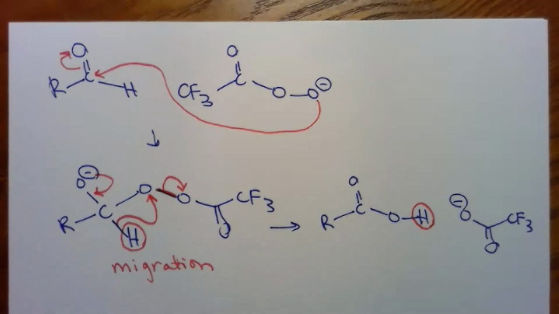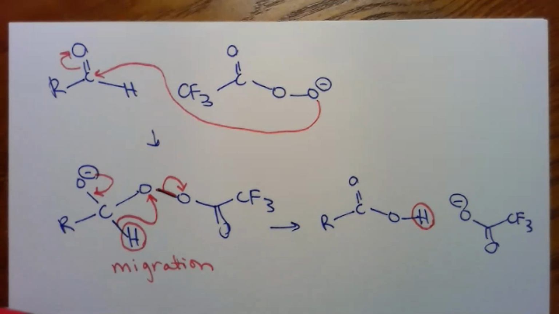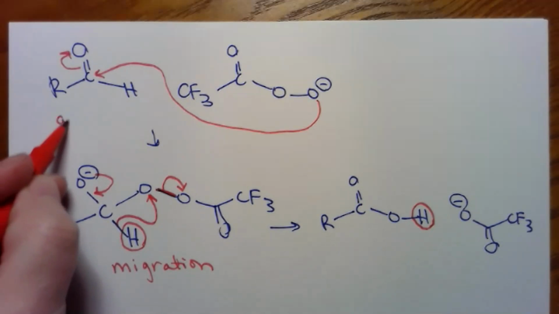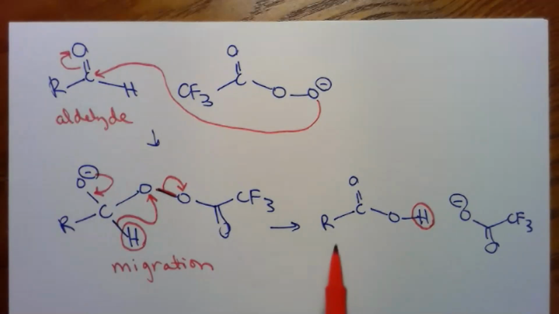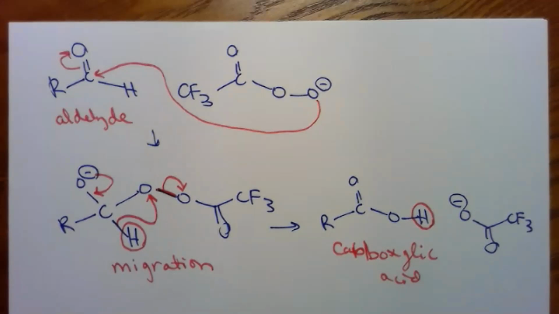Hydrogen is not the only thing that can migrate in this way. The Baeyer-Villiger oxidation, if you oxidize an aldehyde, it's always the hydrogen that migrates. So if you oxidize an aldehyde, you always end up with a carboxylic acid. Always. But if you start with a ketone and you have two R groups, you need to know what kind of R group is on either side because some R groups migrate faster than others. Let me show you what I mean.